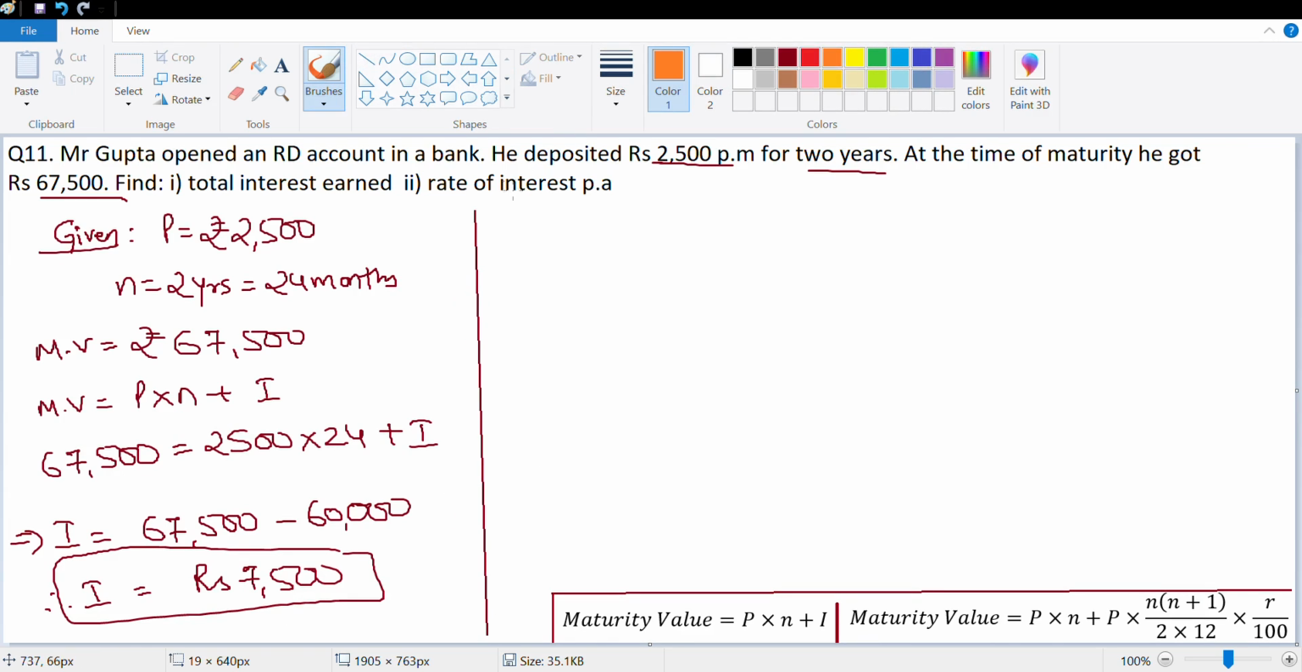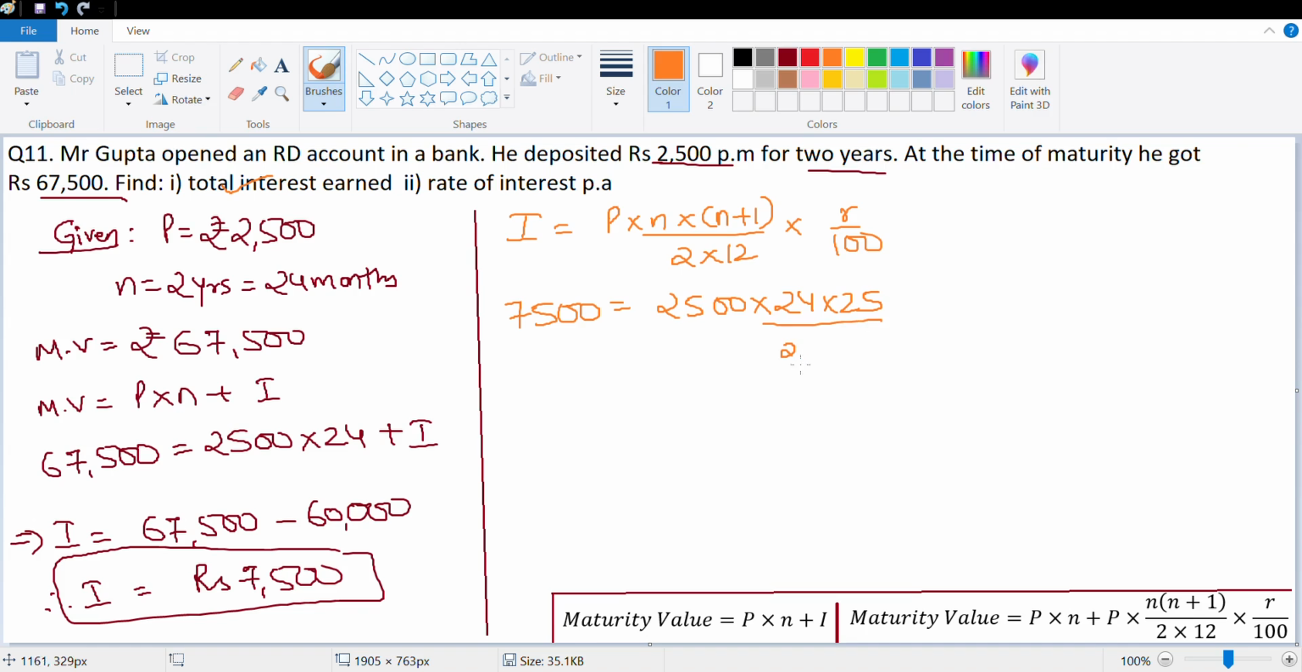First part of the question done. Let's look at the second part. It says rate of interest. So we know I is equal to P into n into n plus 1 upon 2 into 12 into R upon 100. In this case, I is 7,500, P is 2,500, n is 24 into 25 upon 2 into 12 into R, which we do not know, upon 100. Double 0 and double 0 gets cancelled. 12 1, 12 2, 2 1, 2 1, which means R would be equal to 7,500 divided by 25 into 25.